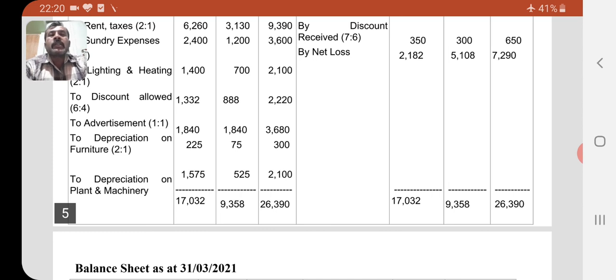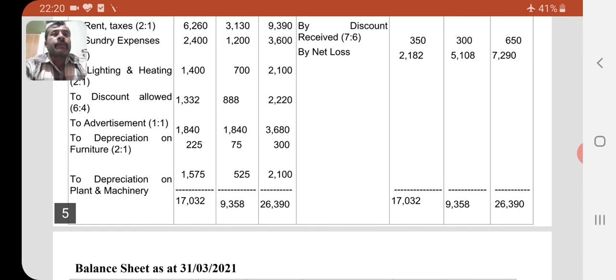Next, depreciation on plant and machinery. The plant value is 21,000 and the rate of depreciation is 10%. 2,100 is the depreciation amount, and the ratio given in the problem is 3:1. On the basis of 3:1, that is 1,575 and 525, total would be 2,100.